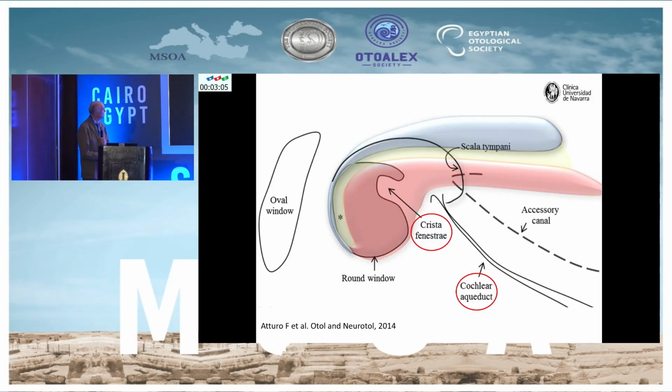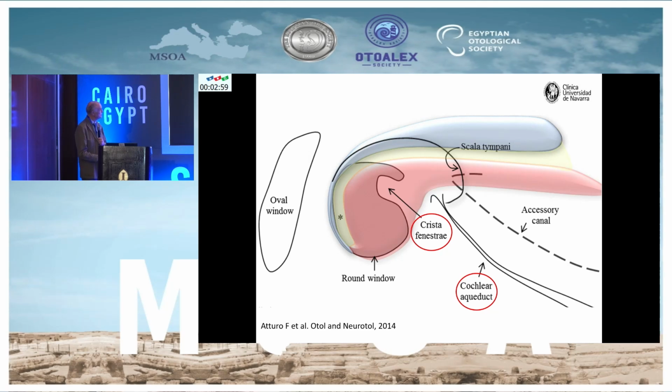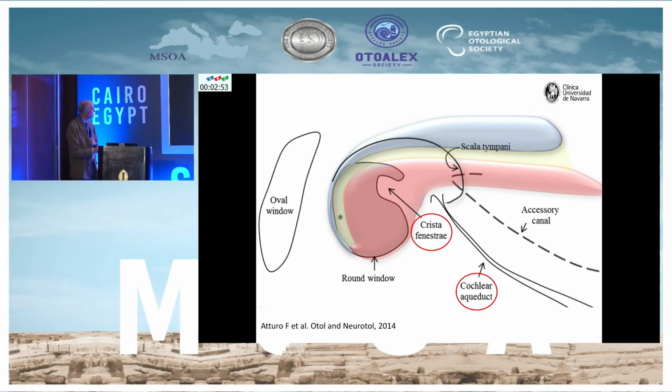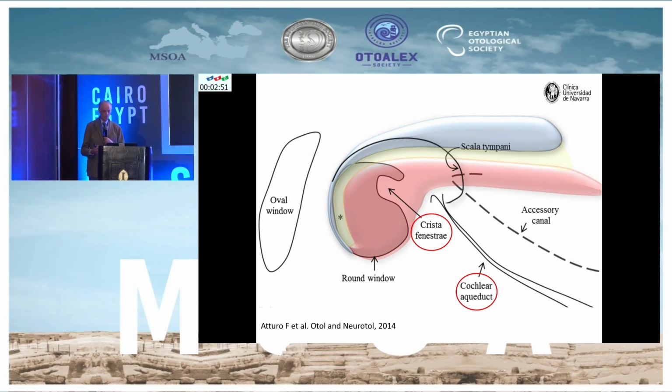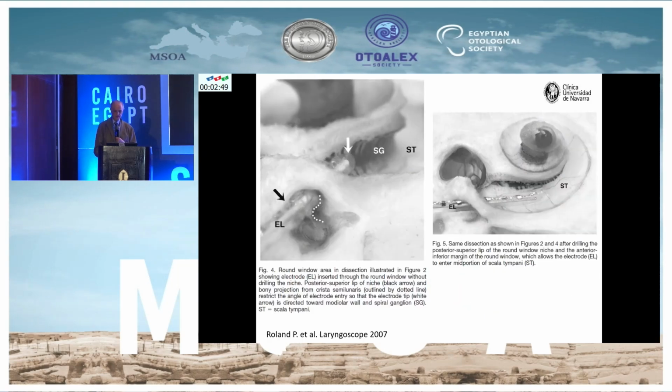Also, it is very important to take care about this point that corresponds to the cochlear aqueduct. If we drill 2-3 millimeters away from the round window, we produce damage, and in the end we lose the hearing in those cases.